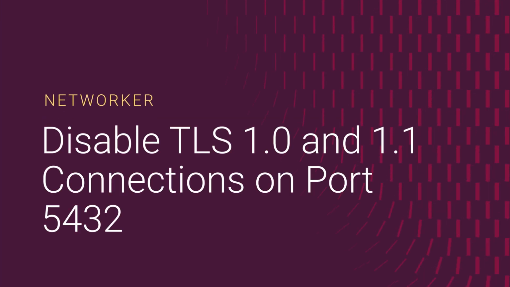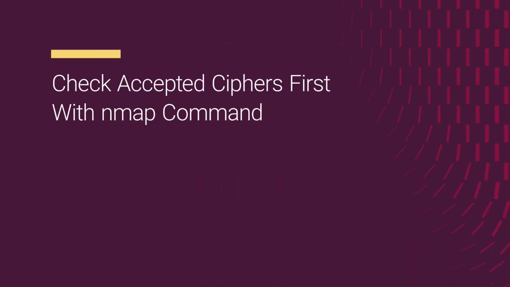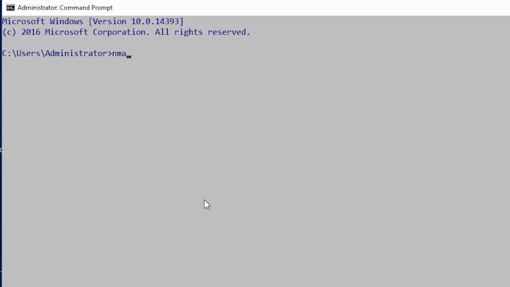How to disable TLS 1.0 and 1.1 connections to PostgreSQL database port 5432 on the Networker Management Console. To check which cipher suites are supported by the server on port 5432, we can use the open source nmap tool, which we would need to install on the Networker Management Console server.